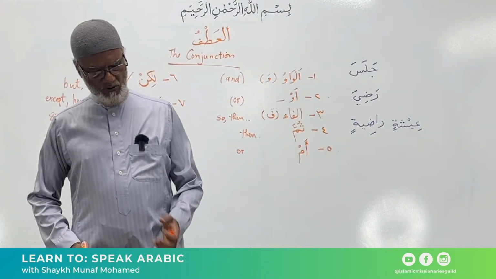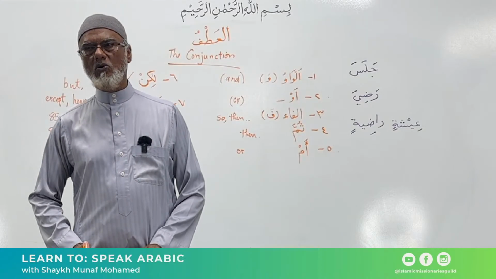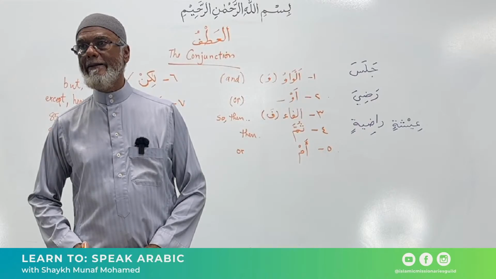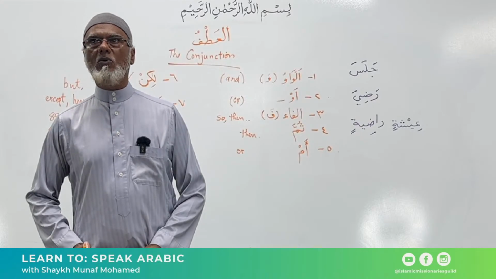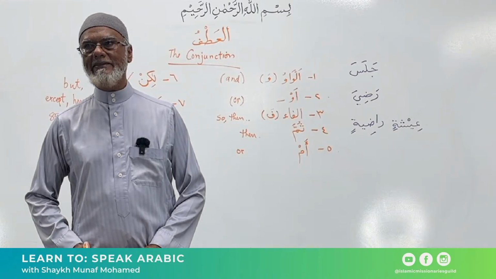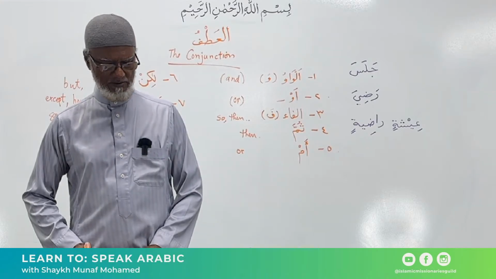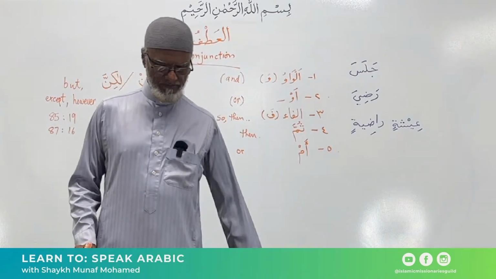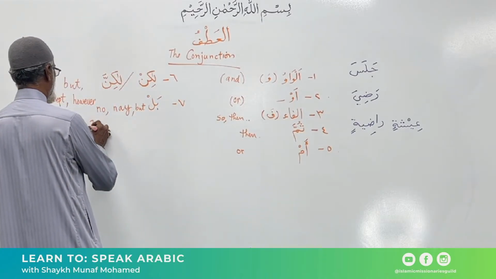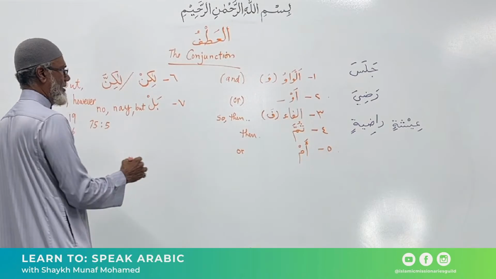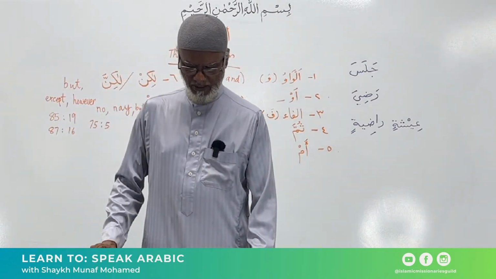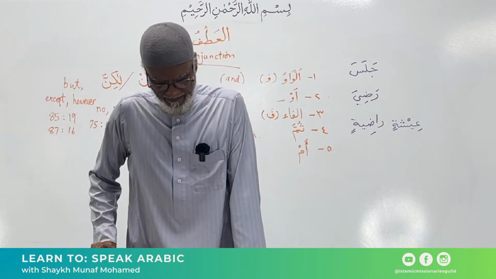So, بل الذين كفروا في تكذيب والله من ورائهم محيط, Surah Al-Buruj. And you have Surah 75, ayah 5, and you have some other places and so on. That should be enough.